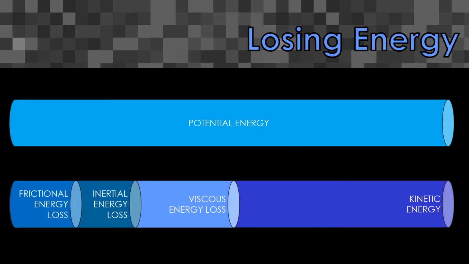Not all of the potential energy is transformed directly into kinetic energy, though. When blood is flowing through vessels, there is some energy loss. Potential energy is mostly transferred into kinetic energy, but we'll also see it transferred into viscous energy loss, inertial energy loss, and frictional energy loss.